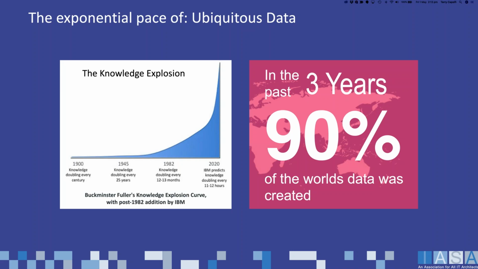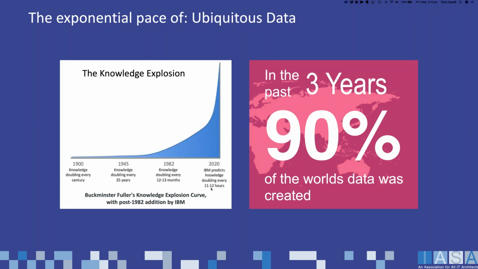You're actually getting a sneak peek at what's coming next, I guess. So ubiquitous data. 90% of the world's data created in the past 3 years. And on this side here, just how's that all come about? Well, this is a fantastic graph here that starts off with predictions by Buckminster Fuller around knowledge at the beginning of the 1900s. It was doubling every century. Around the middle of that century, it was doubling every 25 years. In the 80s, it was down to doubling every year. And IBM is now predicting that this year, the world's knowledge is doubling every 12 hours. In other words, twice a day, doubling.